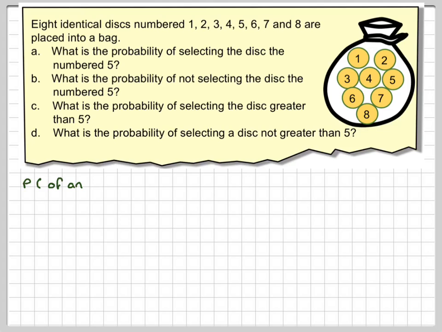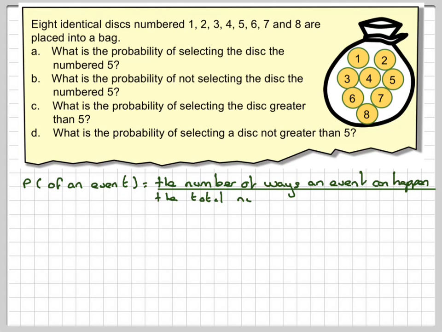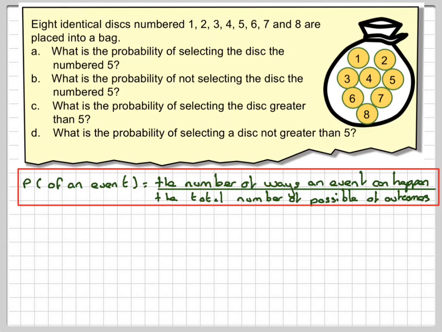Okay, so this is about the probability of an event happening and the probability of an event not happening. The probability of an event is the number of ways the event can happen divided by the total number of possible outcomes. The total number of possible outcomes in this experiment is 8 because there are 8 discs. Make sure you use the correct notation: it's P, brackets, what you're considering.